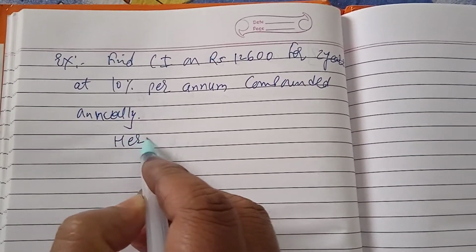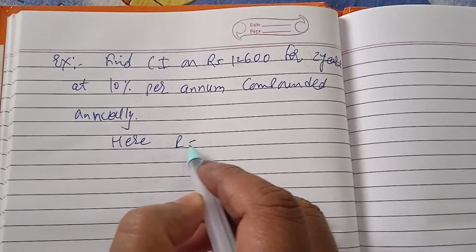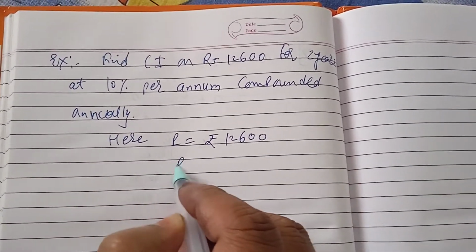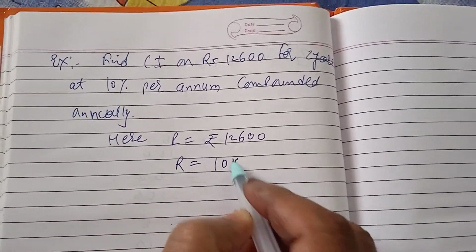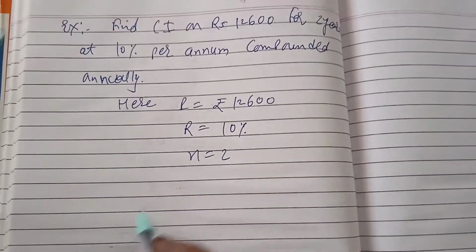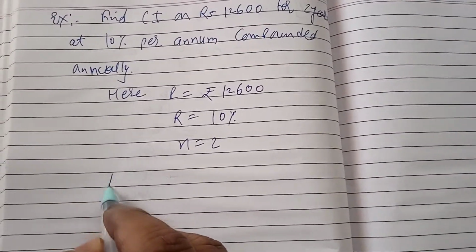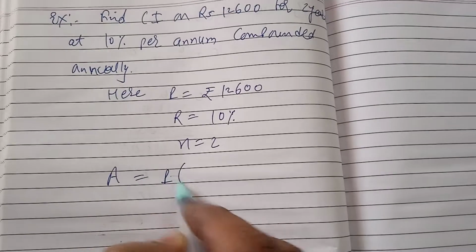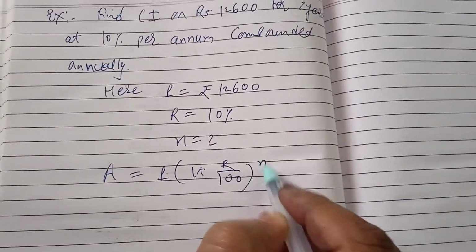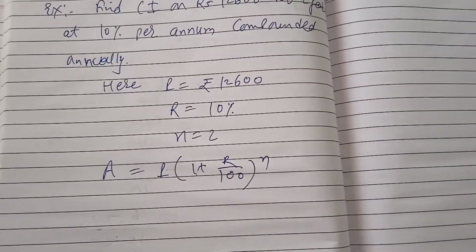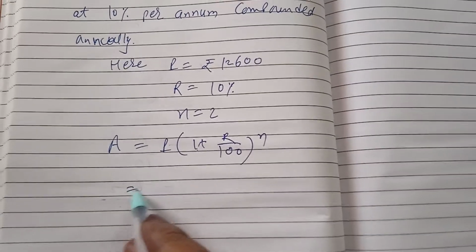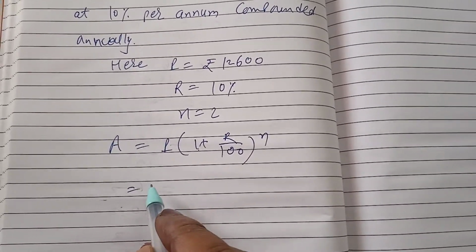So we write here first the given: P is equal to rupees 12,600, R is equal to 10%, and N is equal to 2. Here the formula is amount equals P bracket 1 plus R upon 100 bracket to the power n. Here first the amount is found, afterwards the compound interest. So now we put here the values.